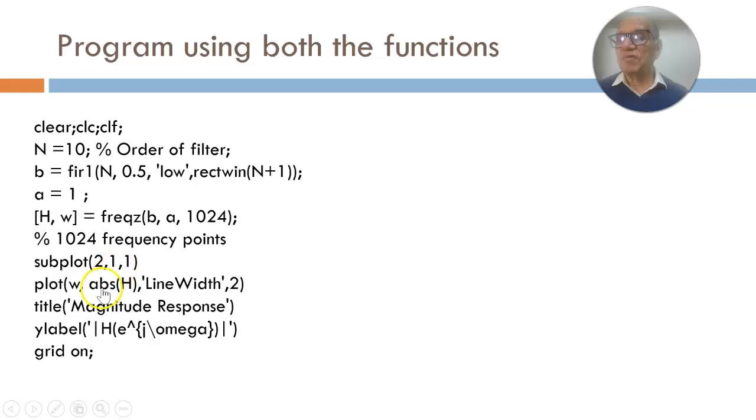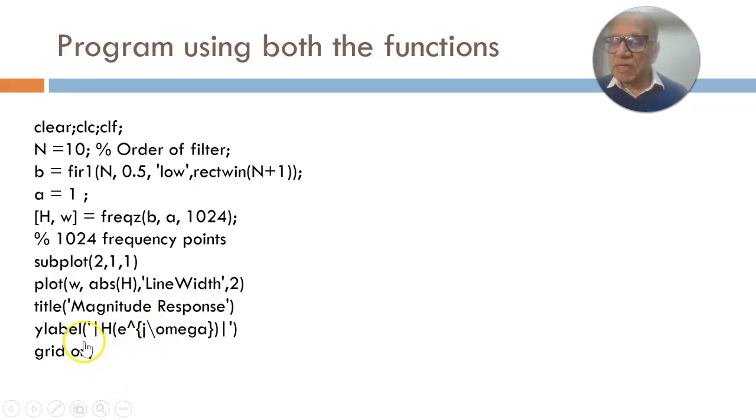So subplot 2 and 1. We are going to make two plots because one is the magnitude response and the other is the phase response. So subplot 2 and 1, W, absolute value of H. That will give you the magnitude response. Okay.